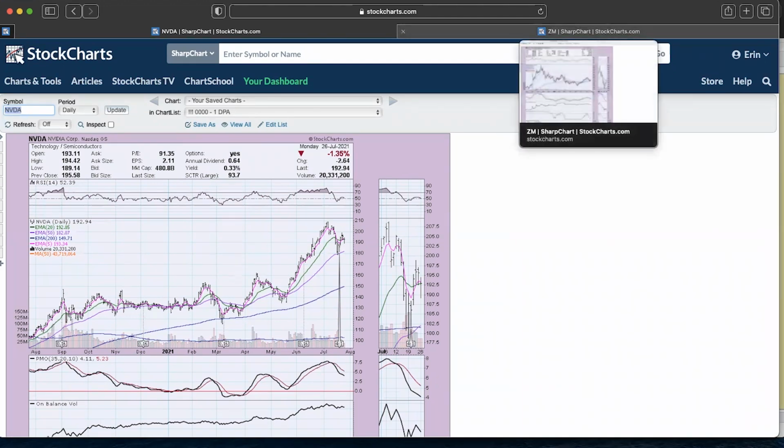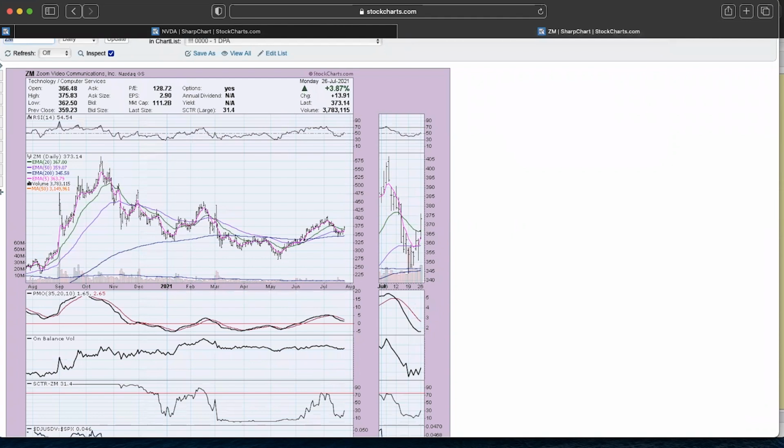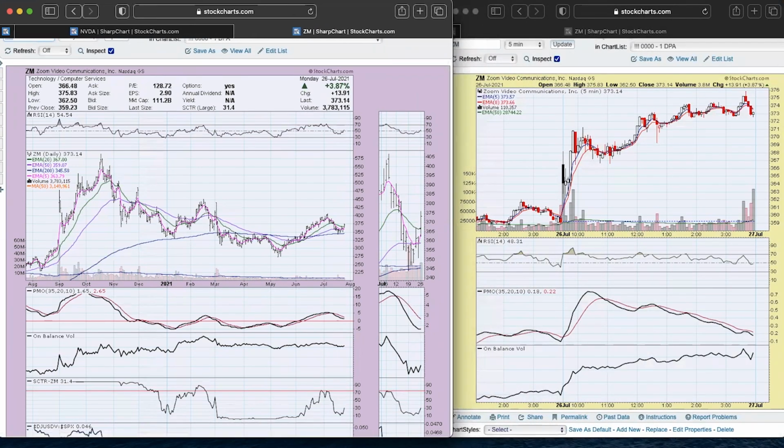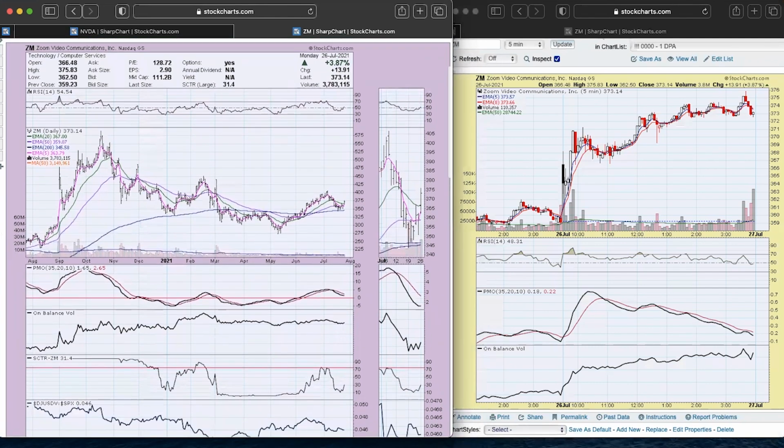Let's go ahead and look at my diamond of the week, which is going to be Zoom. And I'm going to bring out my 5-minute candlestick chart. So when this one was requested, I think it was only up about 2.5%. I don't think it was all the way up to where it is now. But, you know, the question is, is it too late? Are we catching something early? I would say that we're catching something early here.